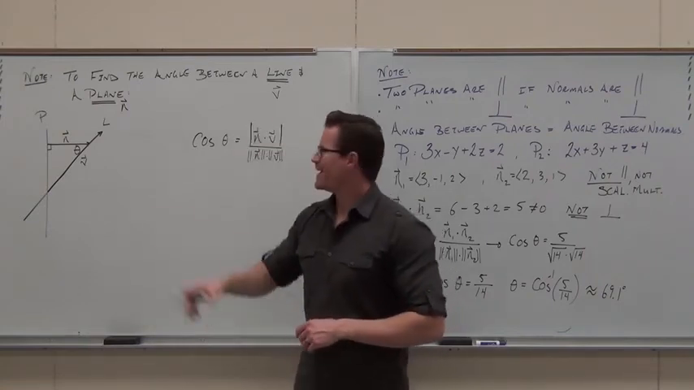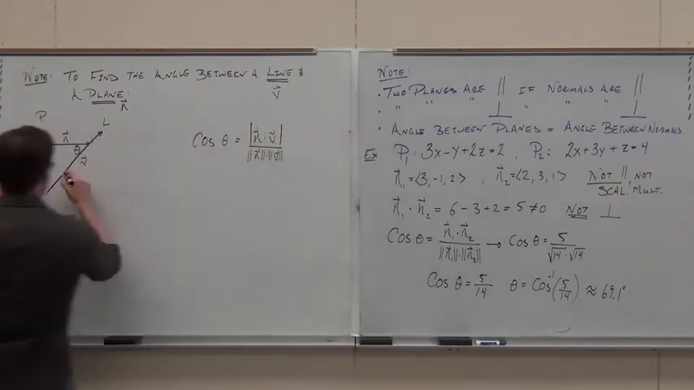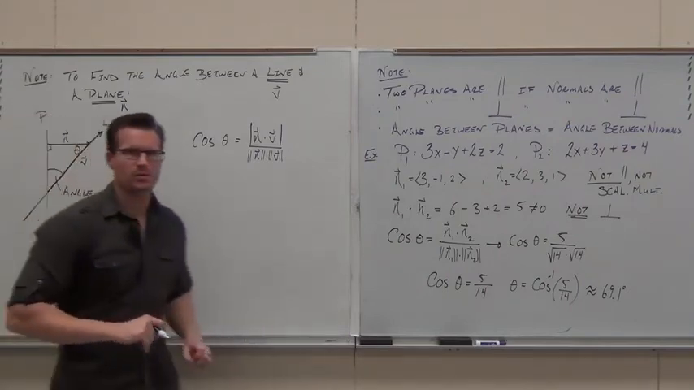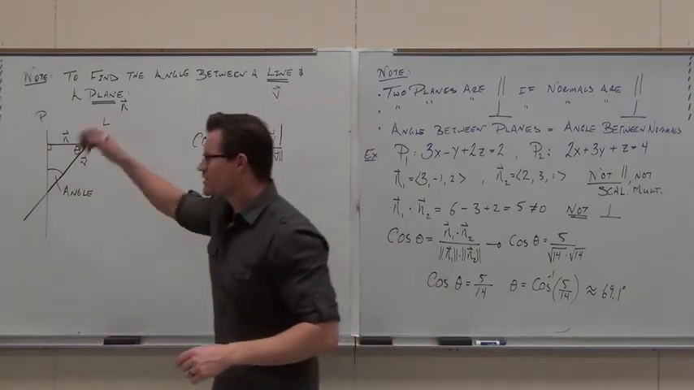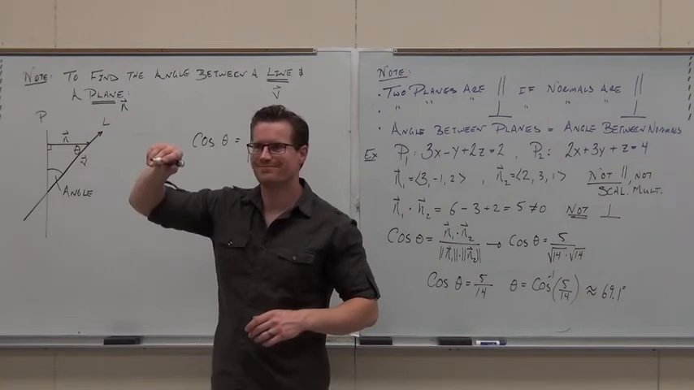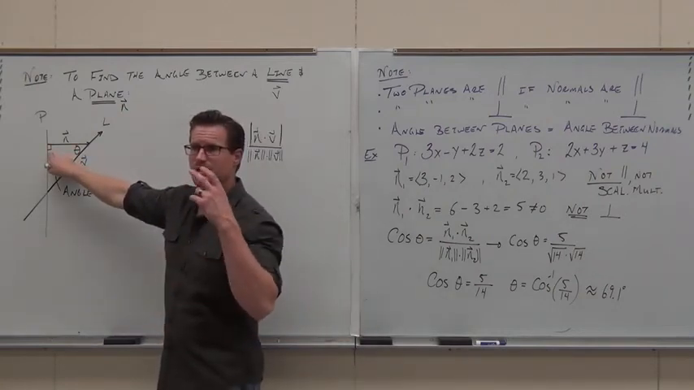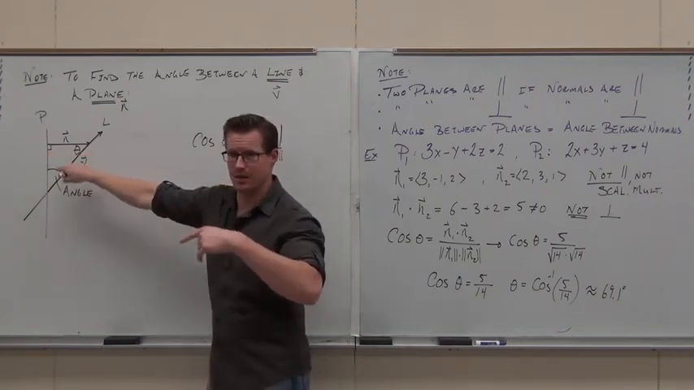Well, wait a minute. That's not the question. The question is, how do I figure out that angle? Use your geometry a little bit. How much is all of my 90s already taken up? So if I do 90 minus whatever that angle is, then I will have that angle.